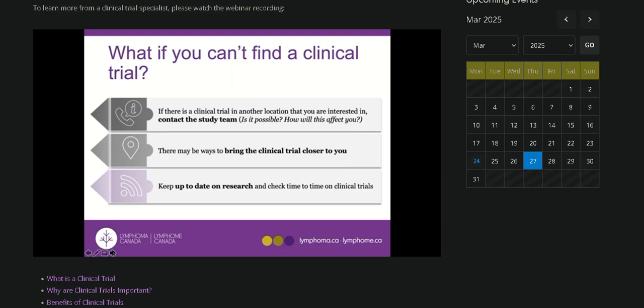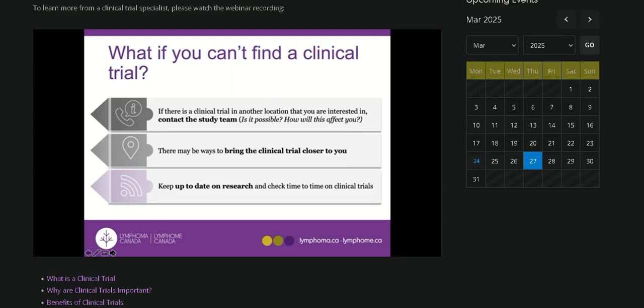Would that mean you would have to pay for transportation, or could that be covered? That can be the case sometimes. How far away would you have to go? How much time would this take for you? And depending on your situation and the responses you get there, that trial might be right for you.